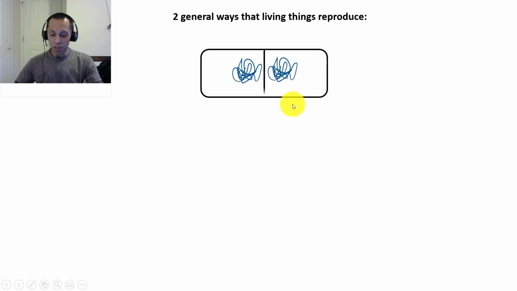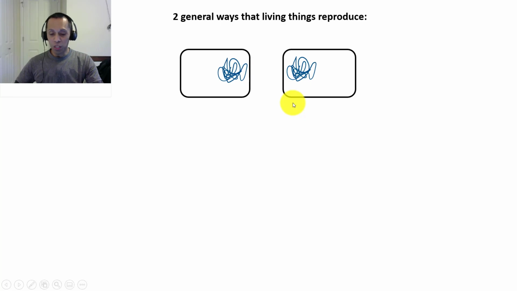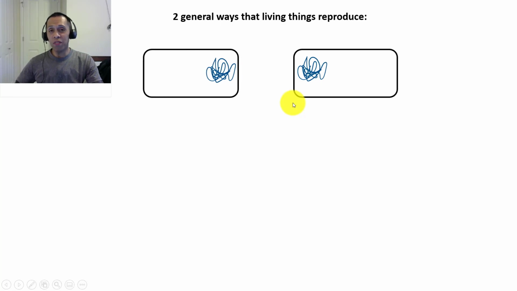So that's one really easy way that some living things reproduce, just by copying everything inside of it and then splitting in half.